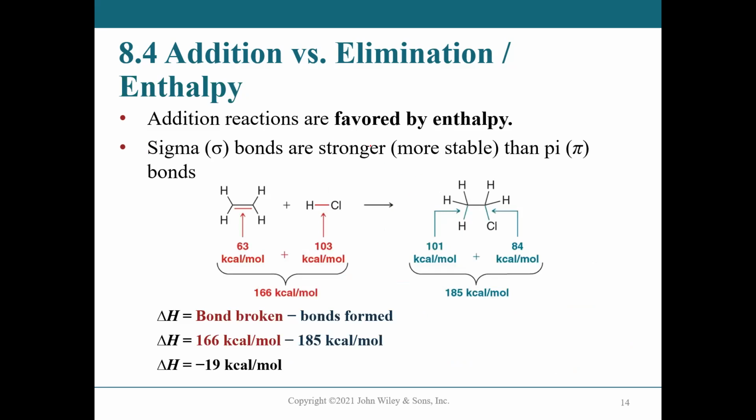Addition reactions are favored by enthalpy. Sigma bonds are stronger and more stable than pi bonds. In this case, the bonds broken add up to 166 kcal per mole. These two sigma bonds add up to 185. So if we take the bonds broken minus the bonds formed, we get minus 19. So thermodynamically, this will be the more favored product on this side right here.